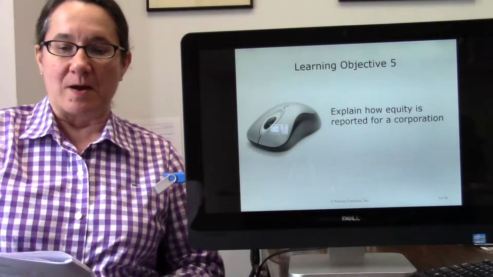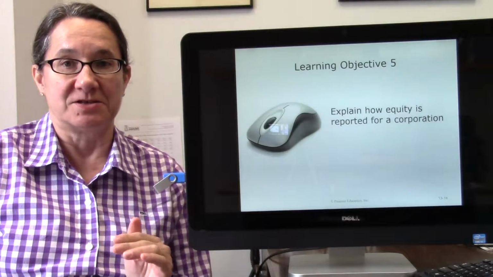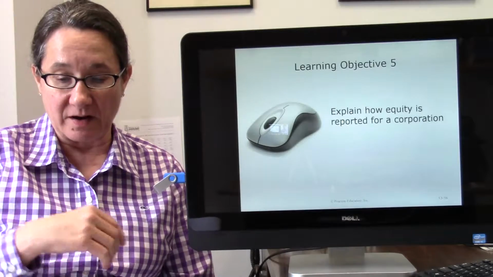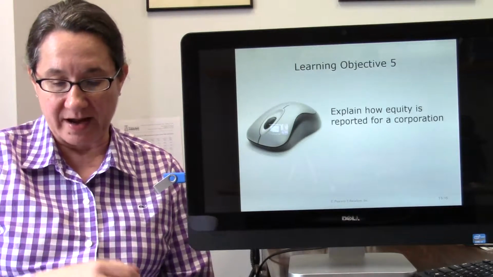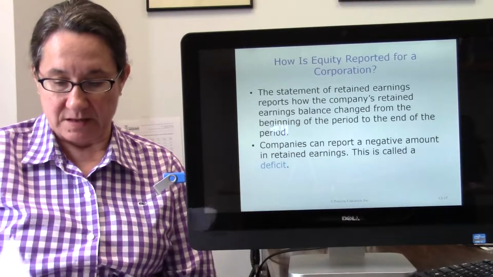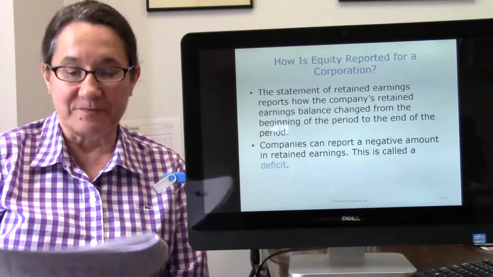Hello. We are finishing up the balance sheet. This is the last thing we're going to talk about, and what we're going to talk about basically is reporting equity. So let's get right on that. You should actually already know a lot of this stuff.